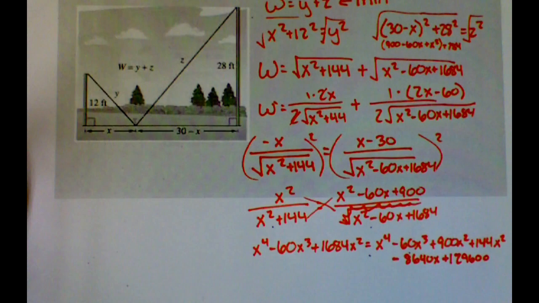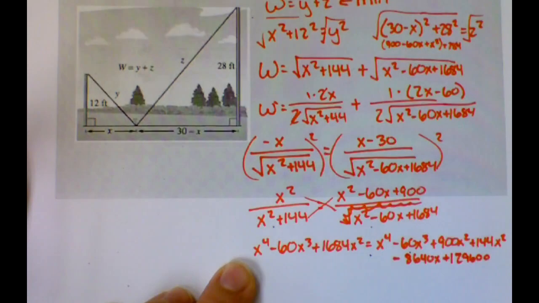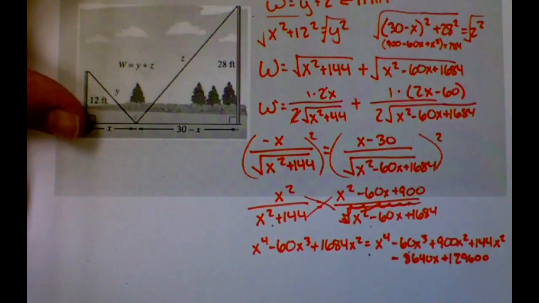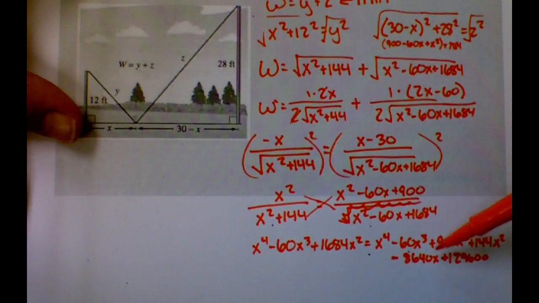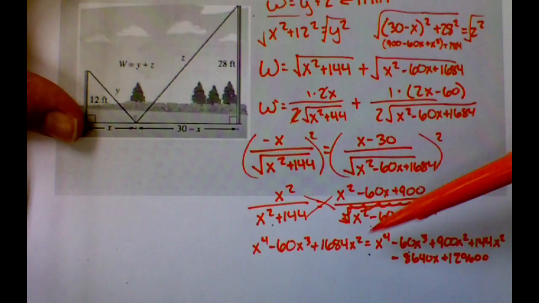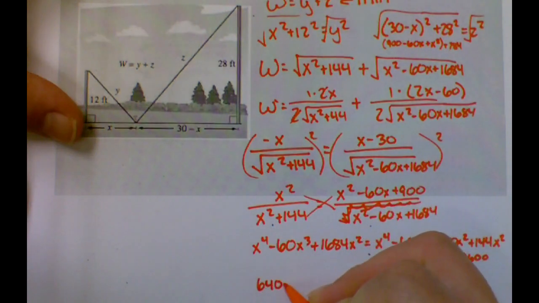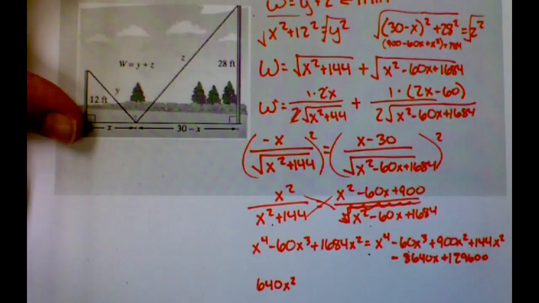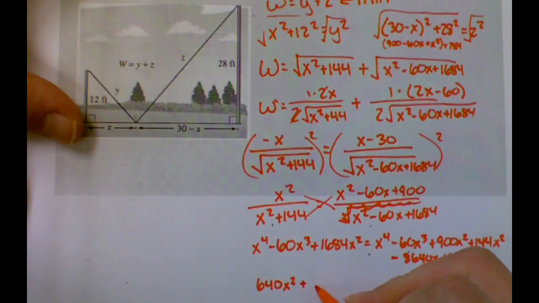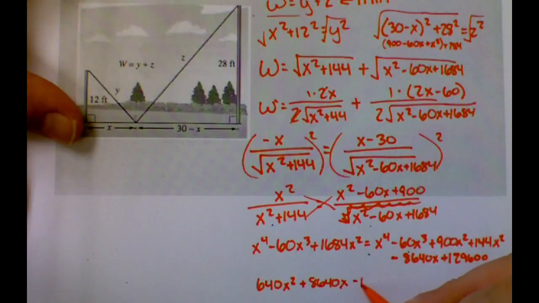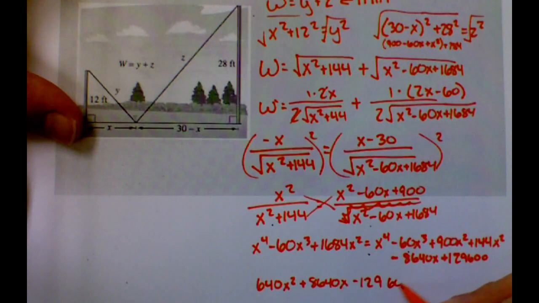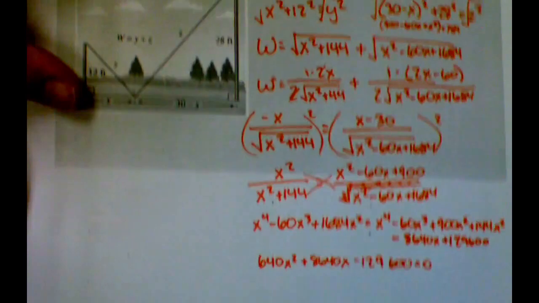I'm going to get everything over to the left side. Subtract my x to the 4th power over. Boom, it is gone. Move my x cubes over. Boom, those are gone also. Move my x squareds over. I get 640x squared. Move my x's. I get positive 8640x. And move that 129,600. So that way it's equal to 0.